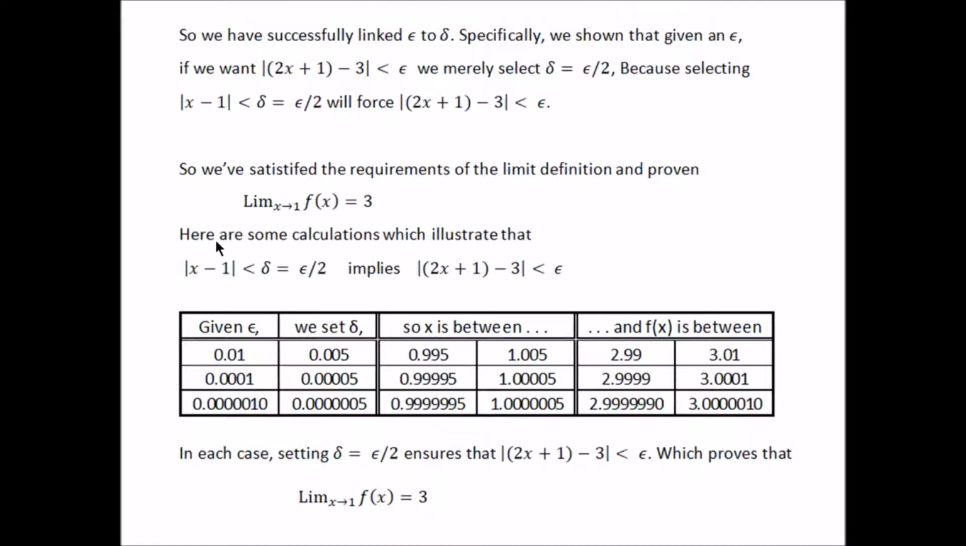Okay? Here are some calculations which illustrate that if this is true, this is true. So here we're given an epsilon. We set delta equal to half of epsilon. So that means x is between these two values. And if x is between these two values, f of x, using the definition of f of x, 2x plus 1, is between these two values, etc. Given this epsilon, we use this delta. This delta forces this range of x, which forces this range of f of x, the dependent variable, etc.